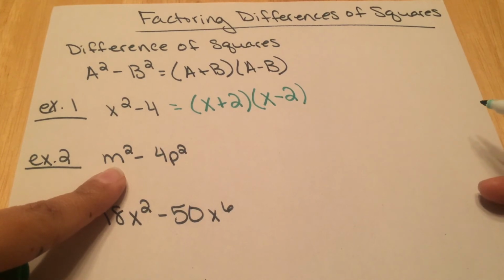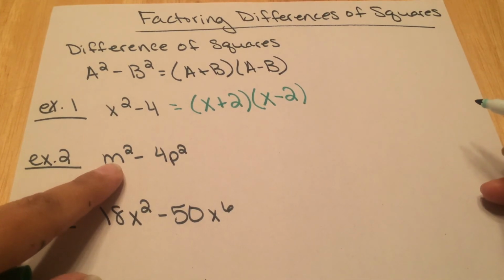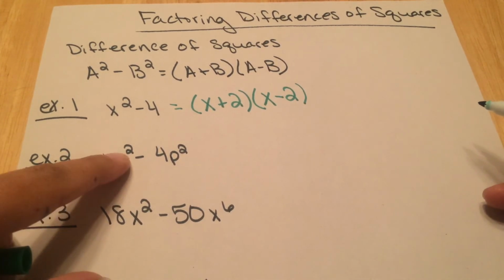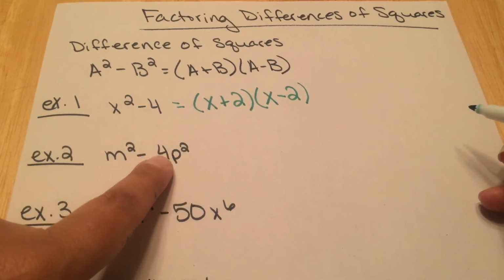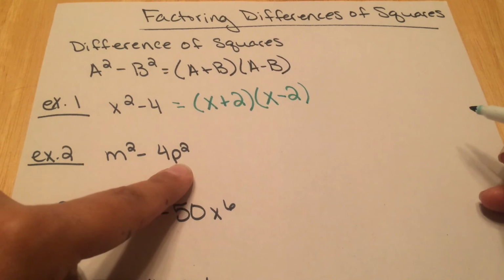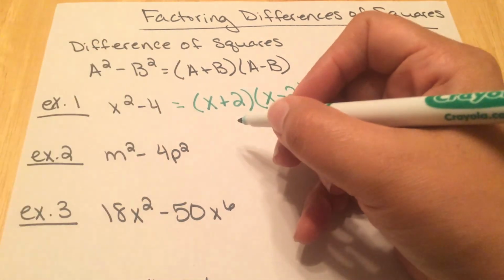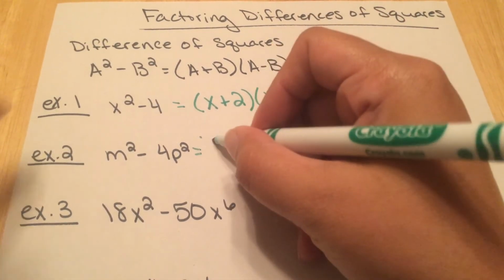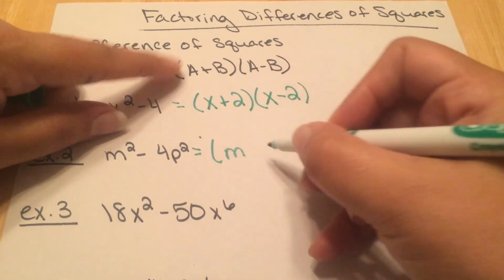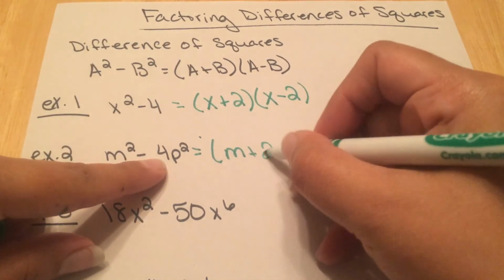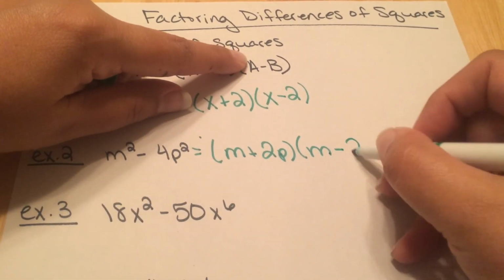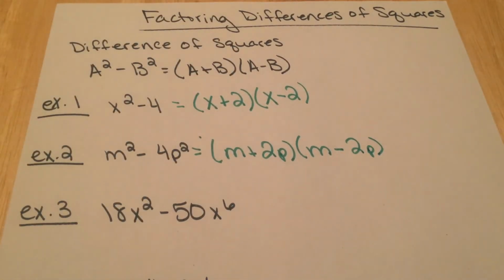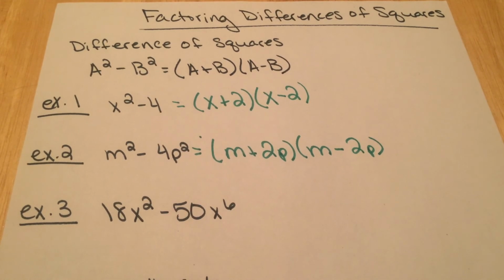If we look at example 2, first thing we want to look at is, is this a perfect square? Yes. Is this a perfect square? Yes, because 2 times 2 equals 4, and we have a square here. So again, we're going to follow this order of m plus 2p times m minus 2p. That's it. Let's look at example 3.